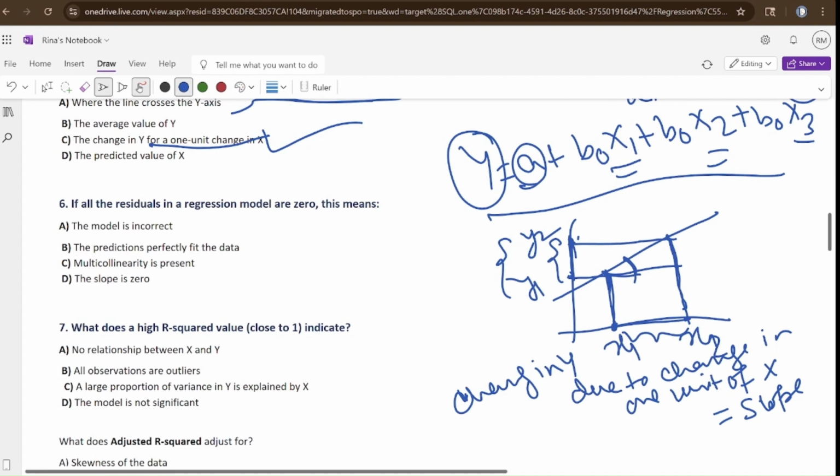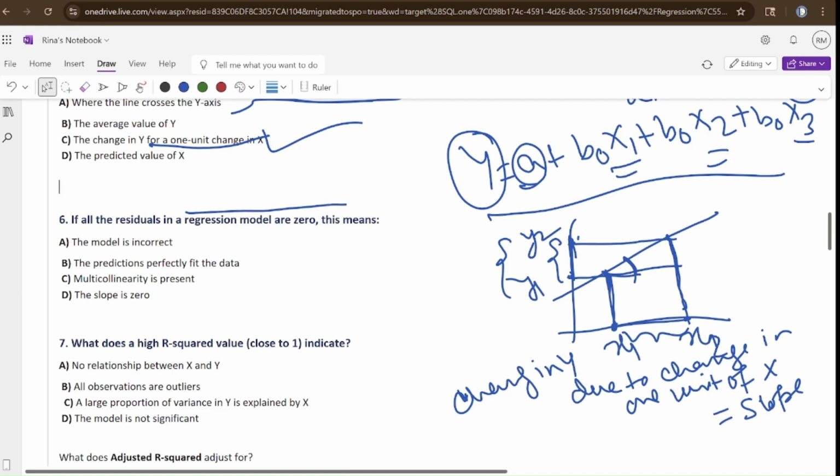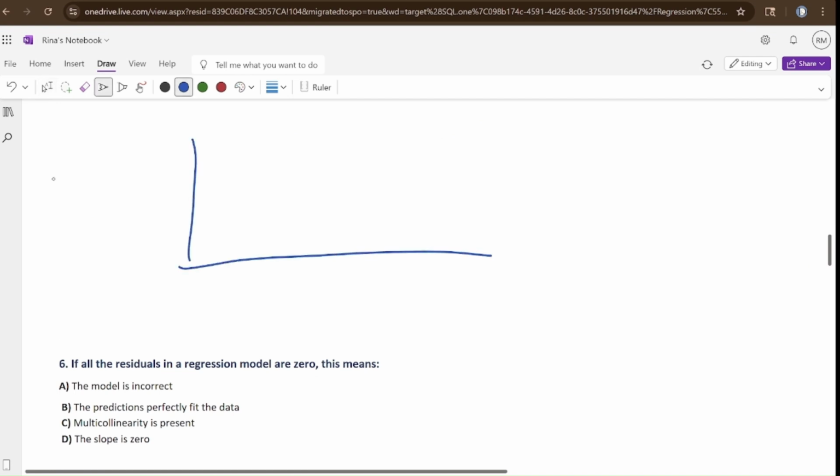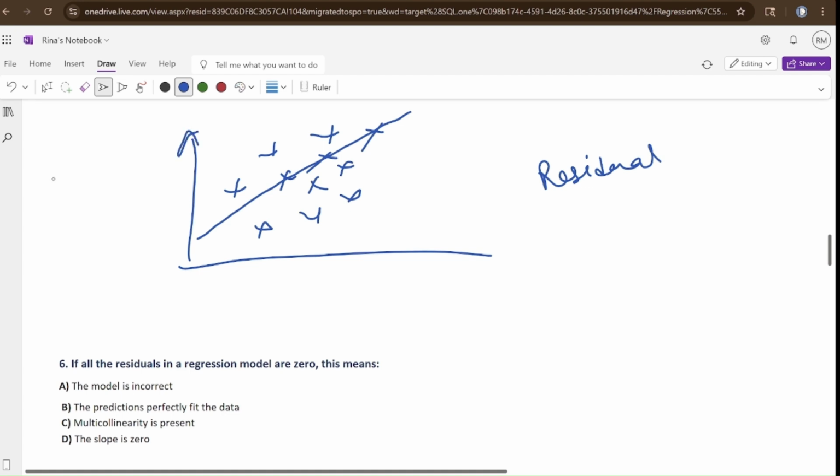Now, if all the residuals in a regression model are 0, let me draw something. Let's say these are your data points. Now you have drawn a line like this. Now see, what is residual? Residual means you have predicted something and there is something in actual. This is your prediction, or we can say this is the regression line. So you have predicted this and in reality it is also this one. So there is no error. Very good. Error is 0 here.